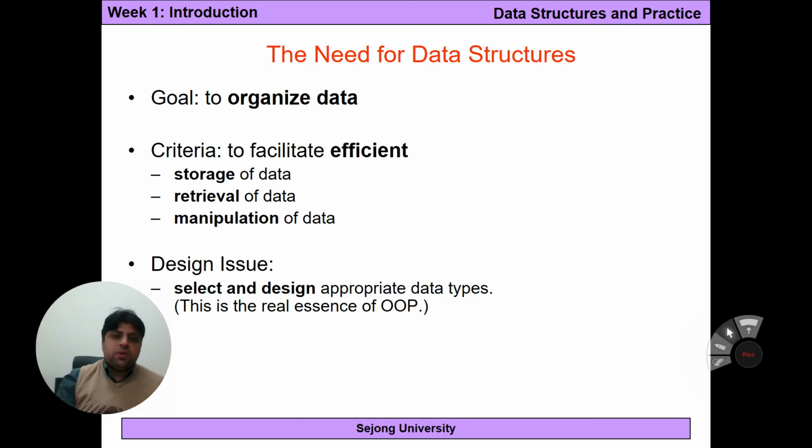Basically, why we need data structures. The goal is to organize the data, and what is the criteria? Basically, to efficiently store the data and to retrieve the data. Retrieval means to visit and collect the data. And then manipulation, which means changes in the data, and design issue: select and design an appropriate data type. That is basically our design issue.